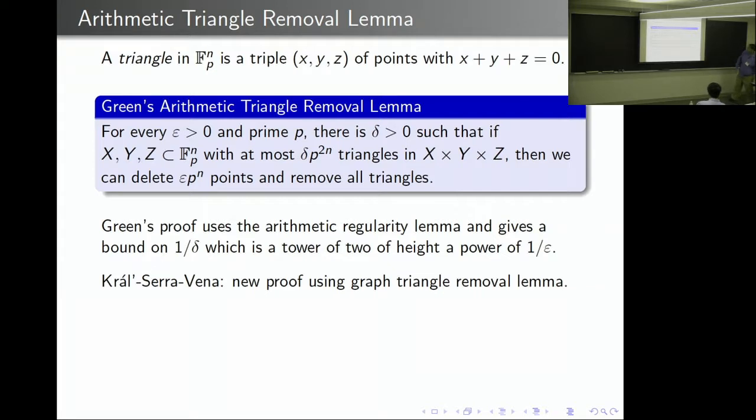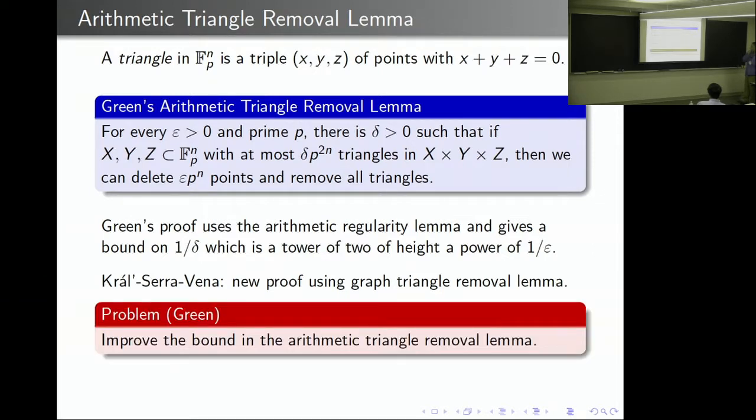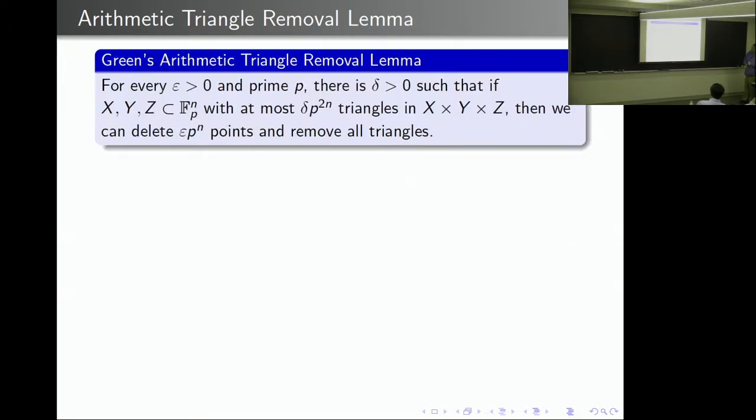And because you can use the triangle removal lemma, you get a little bit better bound, which is logarithmic in 1 over epsilon tower height as an upper bound on 1 over delta. There was also another proof through Fourier that gave such an improvement. But Ben Green asked to improve the bound in the arithmetic triangle removal lemma. In particular, maybe delta is polynomial in 1 over epsilon. And there was a lot of work on this problem.